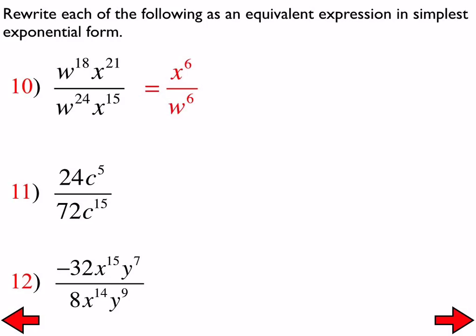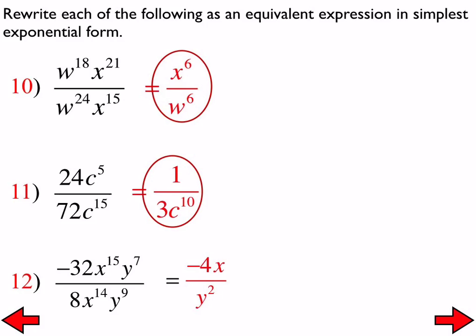Number 11, we would want to simplify the 24 over 72, which simplifies to 1/3. And as far as the c's go, all 5 c's on top will cancel out and leave us with 10 c's on the bottom, so therefore it should be 1 over 3c to the 10th. Number 12, the negative 32 over 8 simplifies to negative 4 over 1. As far as the x's go, we have 1 more x on top than on bottom. And as far as the y's go, we have 2 more y's on the bottom than on top, so therefore they will remain on the bottom, so we end up with negative 4x over y squared.